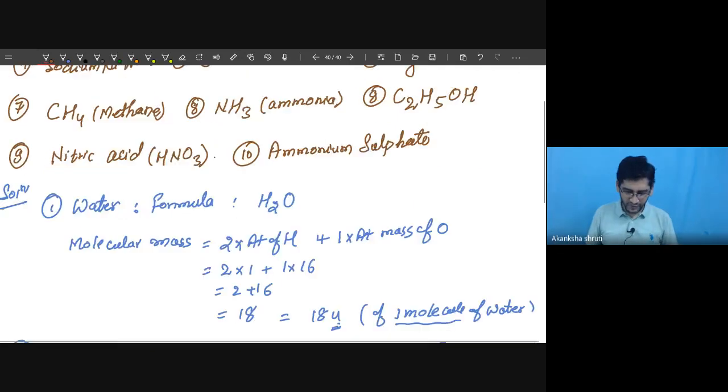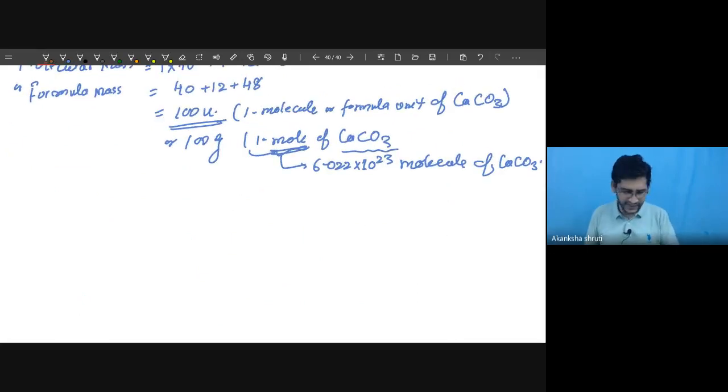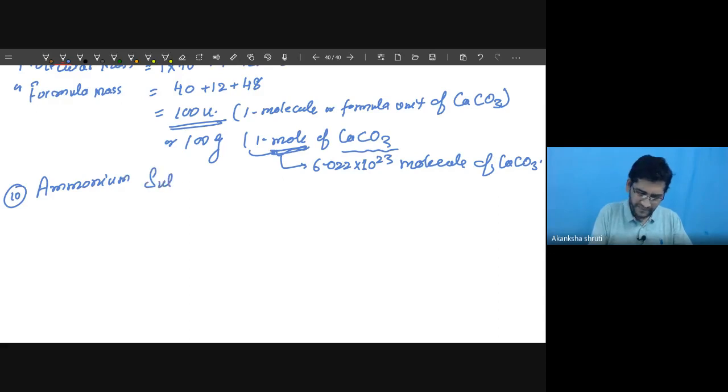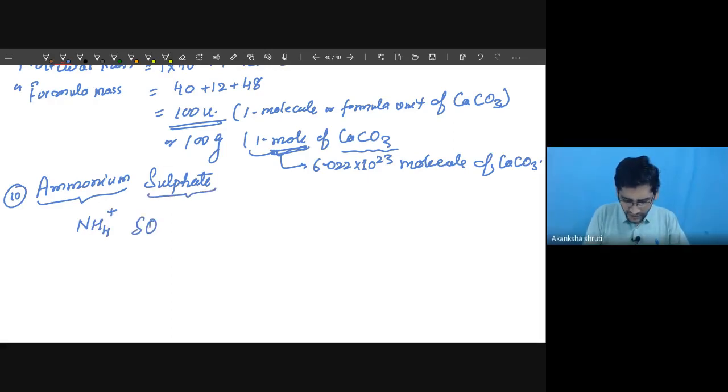Student, I am doing the 10th one, ammonium sulfate directly. Considering this ammonium sulfate, what is the formula of ammonium sulfate that we need to write? What is the formula for the ammonium ion? NH4. It is NH4 with 1 unit positive. Sulfate is SO4, with 2 unit negative charge.